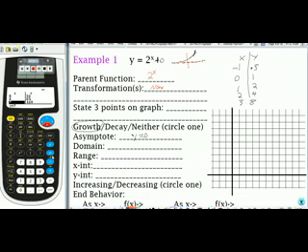Alright, so we plot some of our points. I go -1, up 1/2. 0, 1, 1, 2, 2, 4, 3, 8. Now I'm going to try to draw a nice smooth curve through my points, coming up off my asymptote down here.